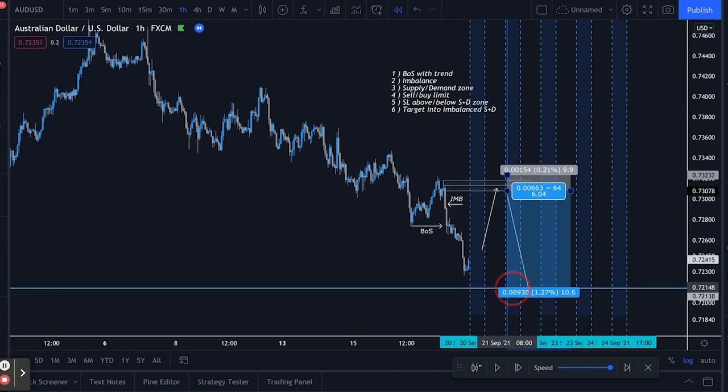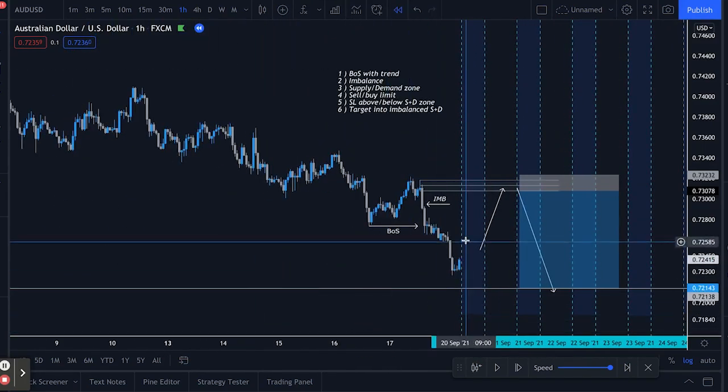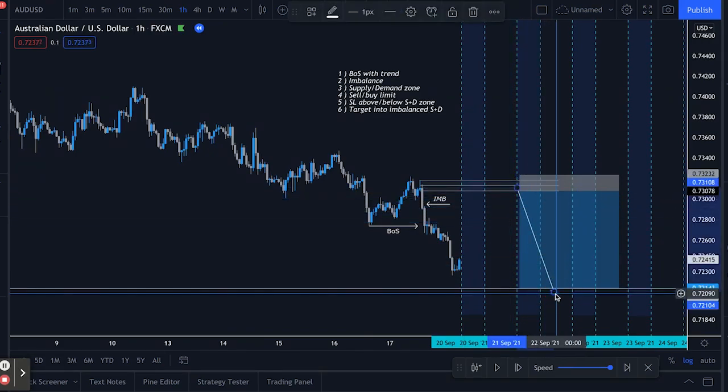So what I've got here now is a setup just like what I would take live, but I've got it in the backtested price action. And what we can then do is skip through and see if the trade worked out, see if the trade formulates, and see if the trade wins or loses.